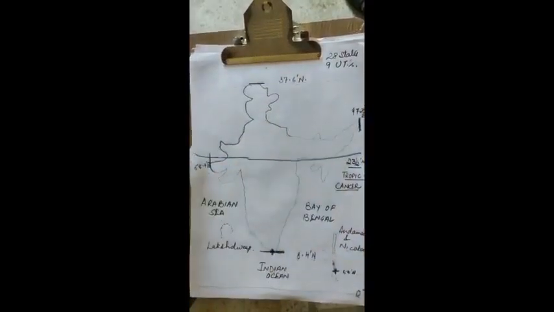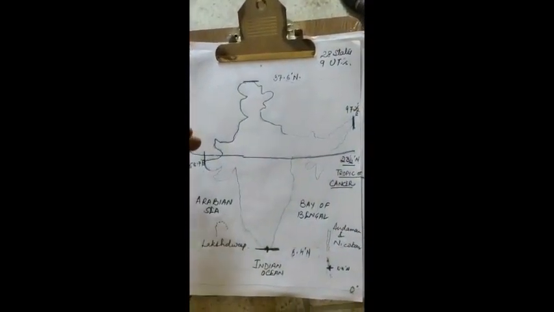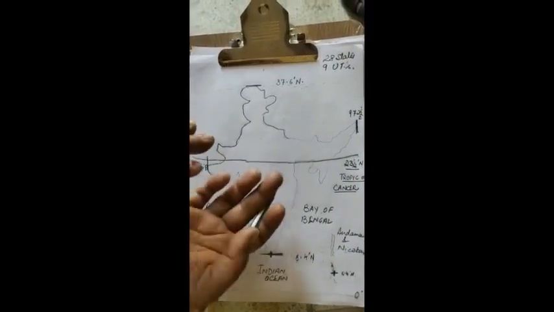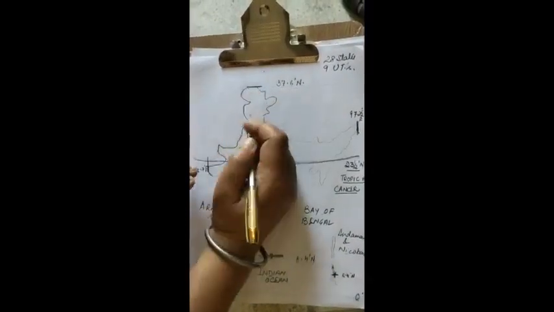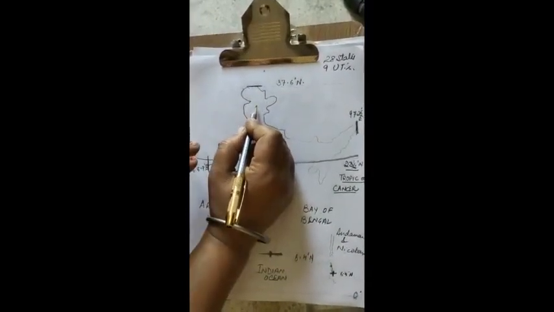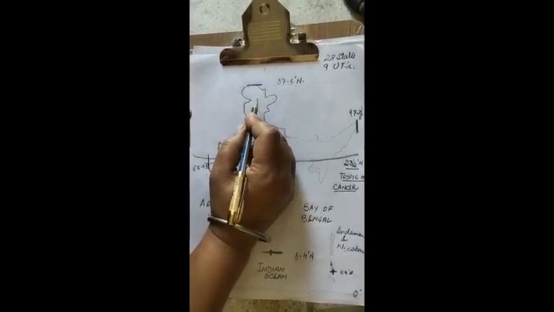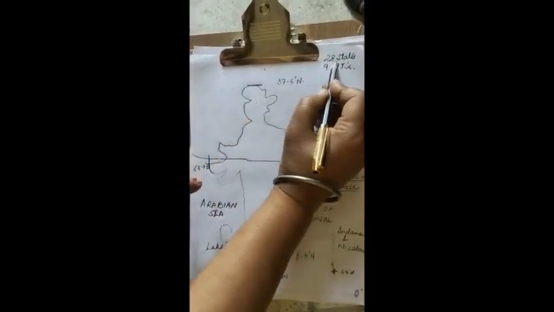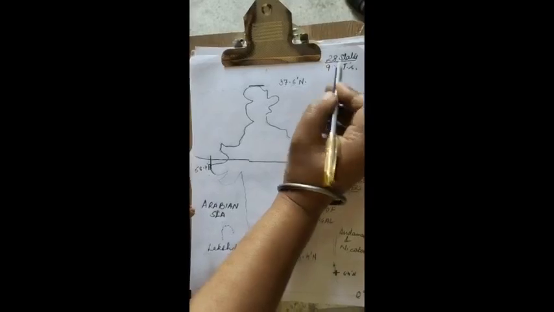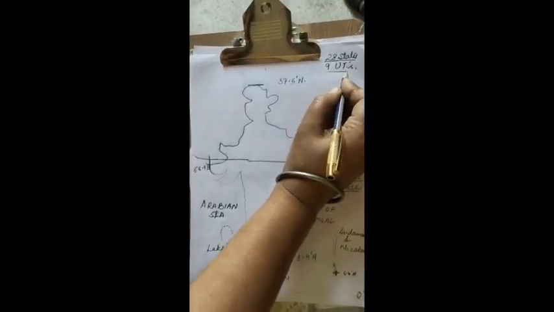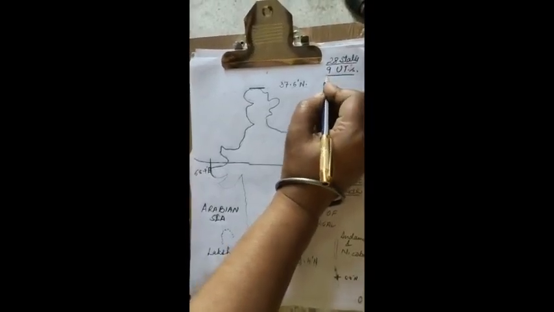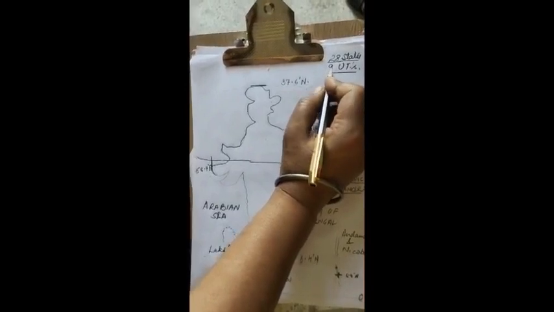So earlier we were having 29 states and 7 union territories, but now after the losing of the status of Jammu and Kashmir, the total number of states in the Indian Union is 28, and the total number of union territories in India is 9.